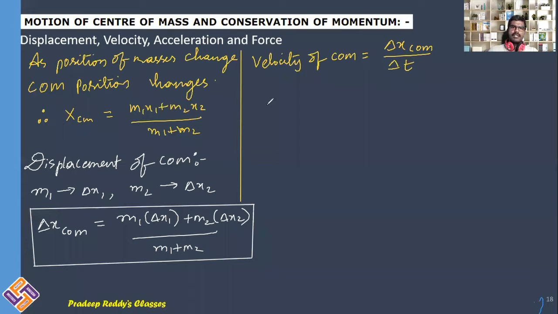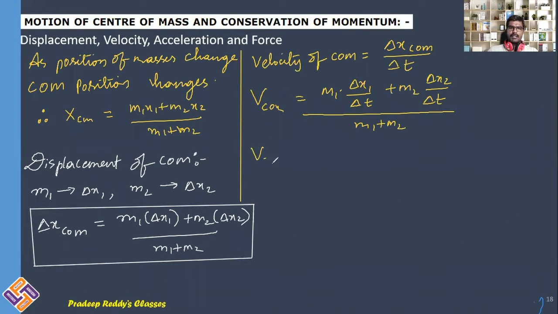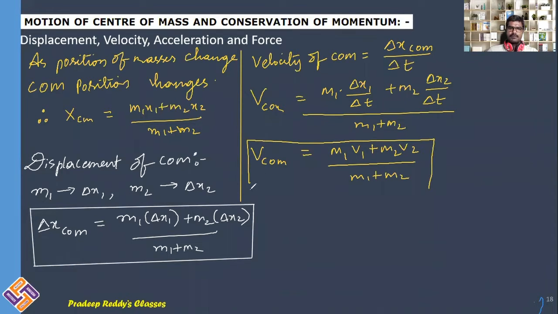So I can write VCOM is equal to (m1 delta x1 divided by delta t + m2 delta x2 divided by delta t) divided by (m1 + m2). This can be written as: velocity of the center of mass is (m1 v1 + m2 v2) divided by (m1 + m2). This is the velocity of the center of mass.